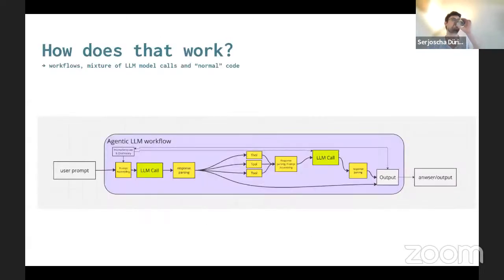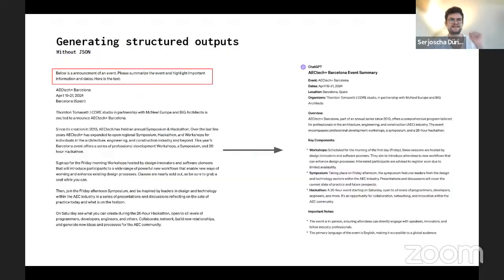Another super important feature you need to know about is that you can instruct these models to generate structured outputs. Here's an example. We could have this prompt here below, the announcement of an event. Please summarize the event and highlight important information. Here's the text. And then we get a bit nicer version of the initial text here on the left, where we can more easily look at the relevant information. But that's not enough to use in a workflow setup, right? Because it's still just relatively unstructured text.